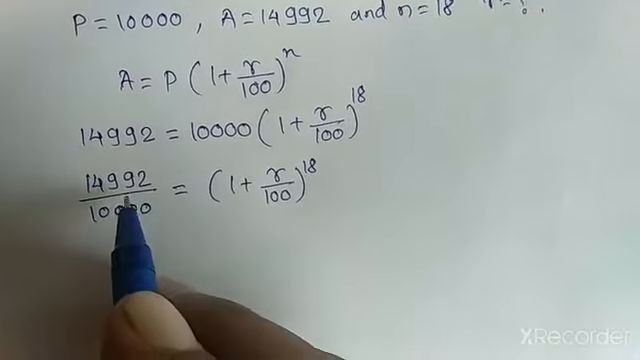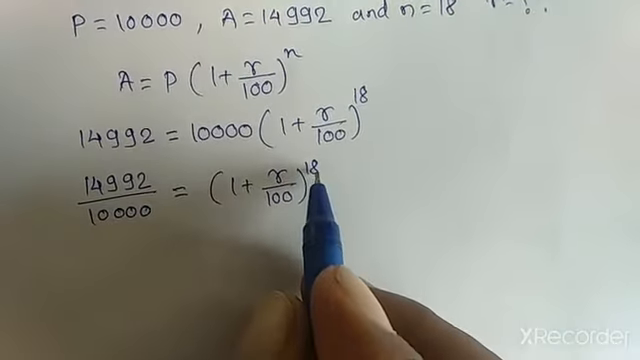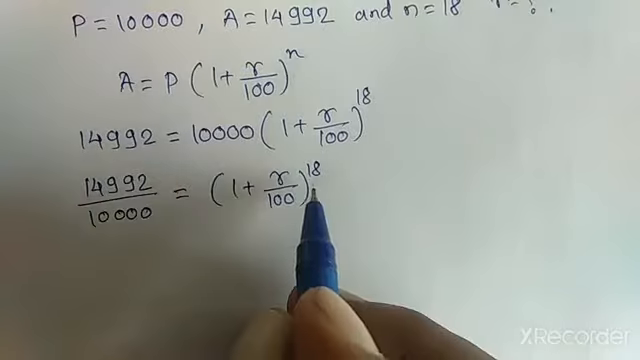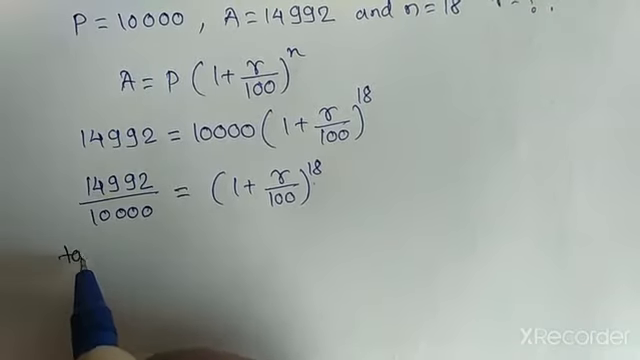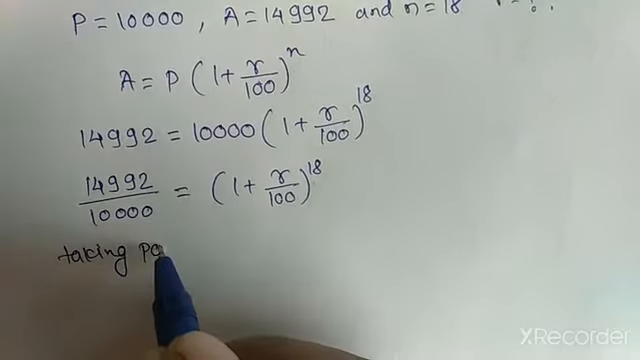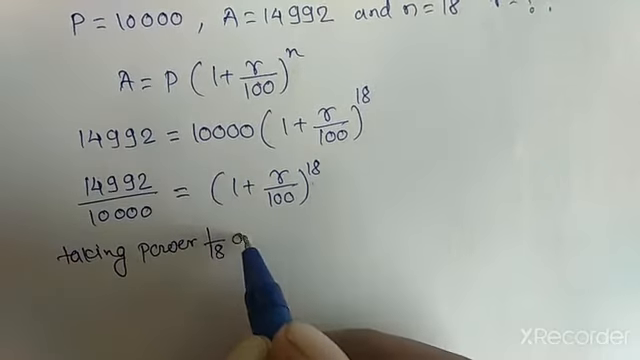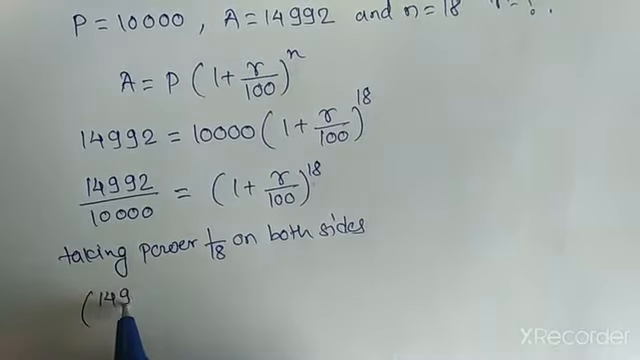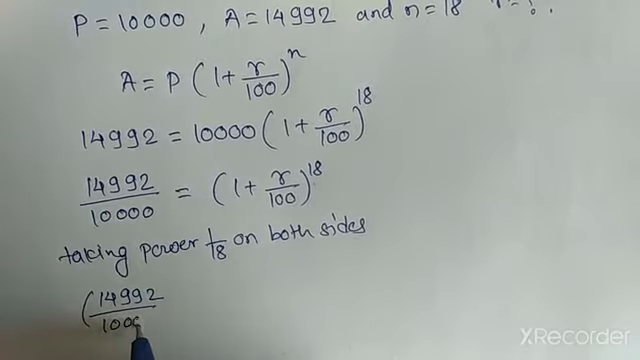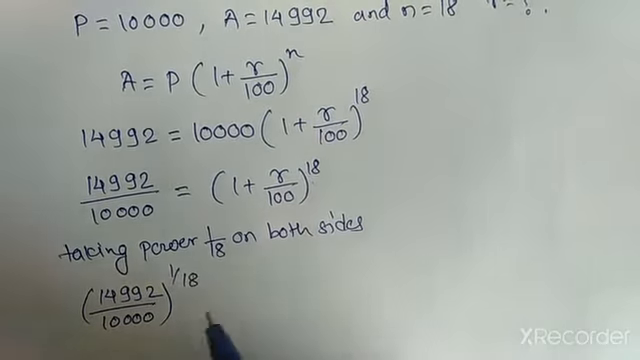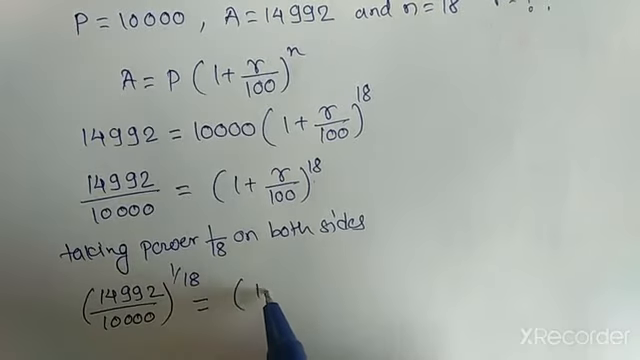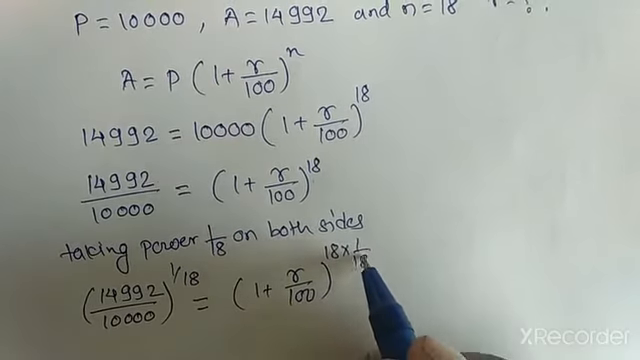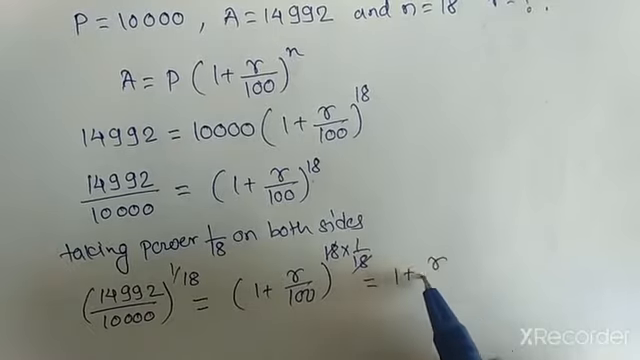Okay, so here it can be written as, here it is 18th power, so taking power 1 upon 18 on both sides. So it will be (14,992 upon 10,000) raised to 1 upon 18 is equal to, here it will be (1 plus R upon 100) raised to 18 into 1 upon 18, so it will be 1, which will be 1 plus R upon 100.